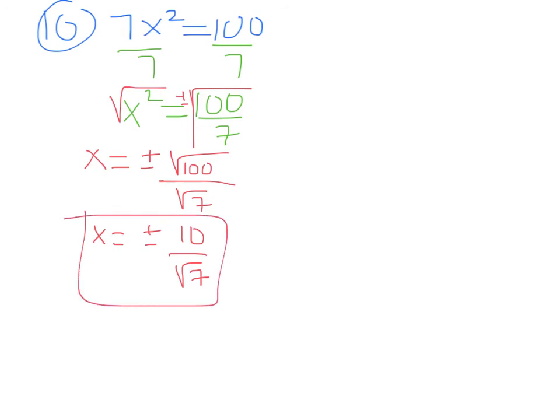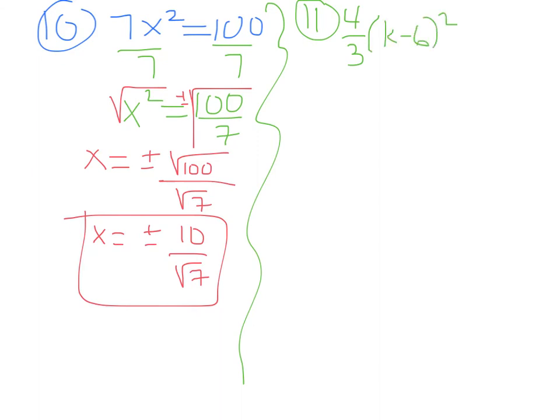We'll find another thing to do later on in the year, but for now, this is all you need to do for that problem. So once again, if you're in the CP class, you can stop here or you can go ahead. If you're in the honors, we have 2 more problems. So for number 11, we have 4 over 3 times k minus 6 squared equals 20. If you think you know what to do, feel free to pause and try it on your own. If not, that's fine. I'll go ahead and go over it.